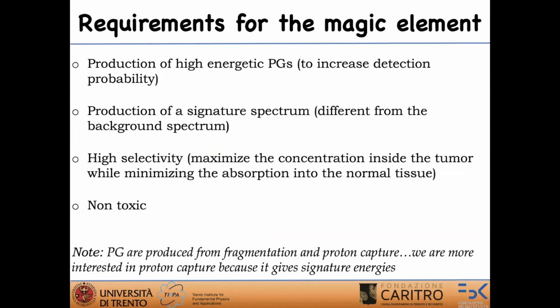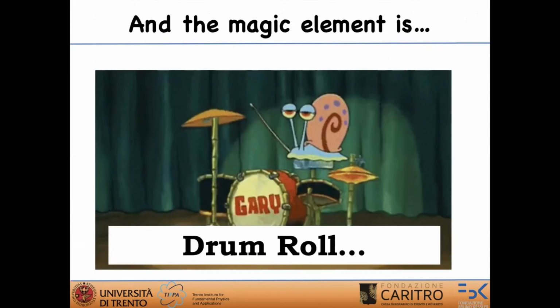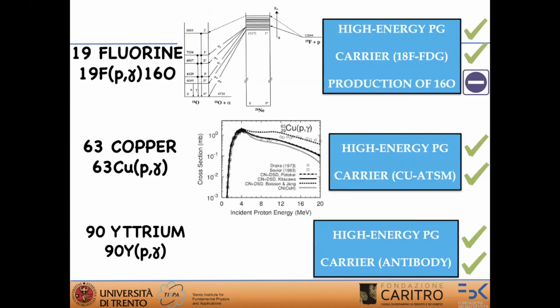The magic element in our perfect world would have the production of very high energetic gammas, which will increase the detection probability. We'll have a signature of specific gammas that we can detect. They're only going to be produced in the tumor loaded with this element. It should be non-toxic. It should have high selectivity. So we looked at several elements, and the magic element we found is actually 3 possible candidates.